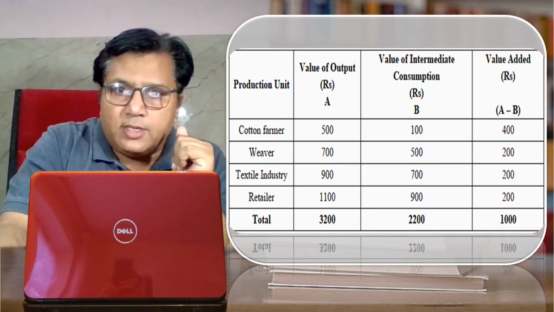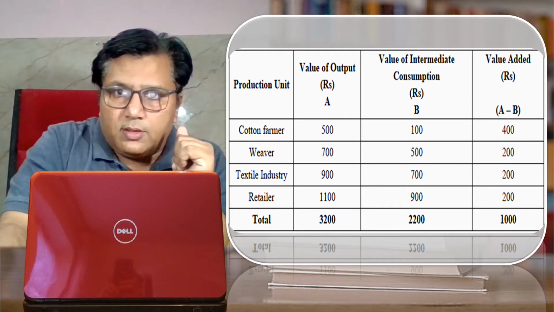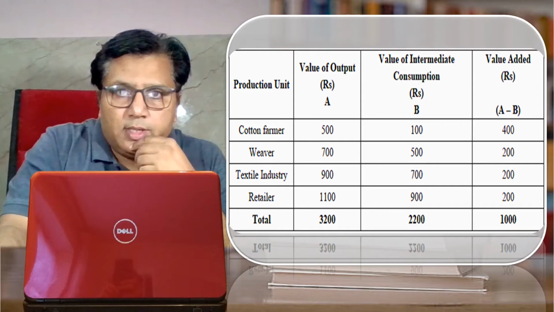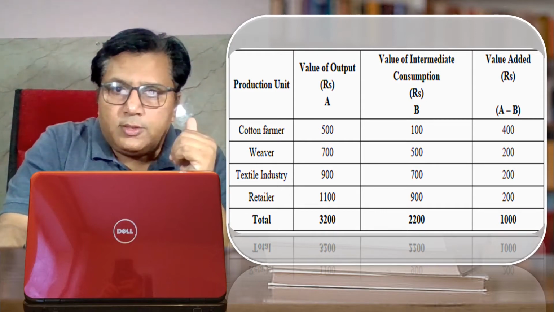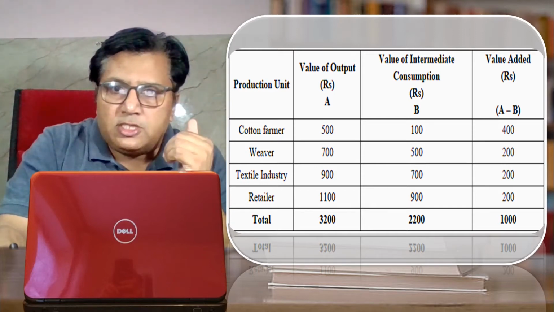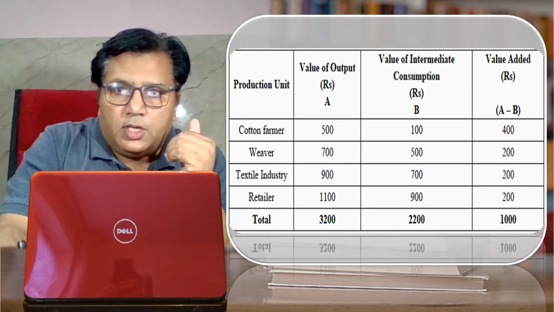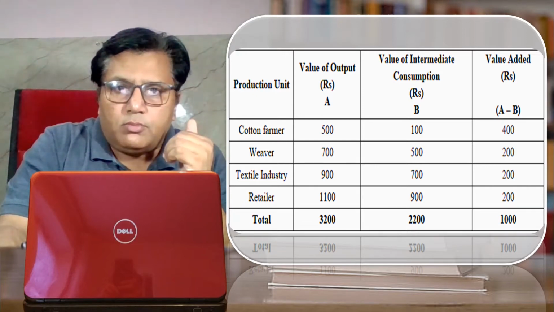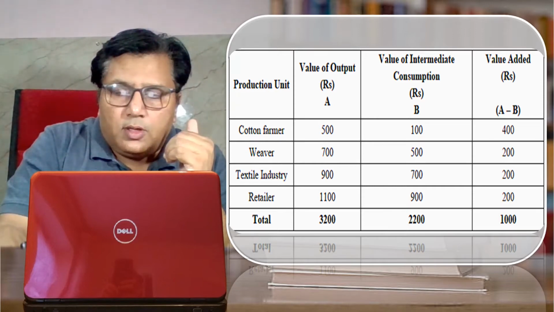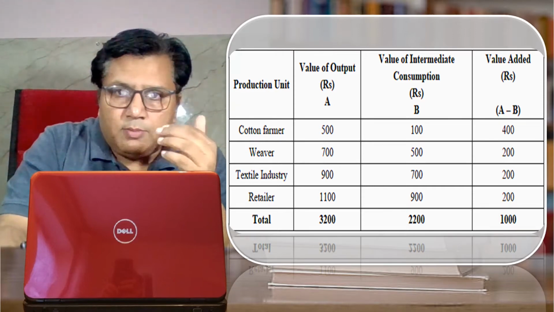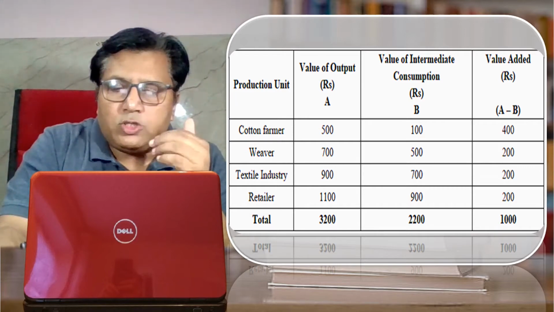How have we calculated it? 700 minus intermediate consumption, that is 500 rupees. The textile industry uses the cloth, converts it to the shirt. So how much value has he added? The textile industry has purchased at 700 rupees, so he has added 200 rupees. He sells it to the retailers. Retailers sell the same shirt to the final consumer at 1100 rupees. So how much value has he added? 200 rupees.